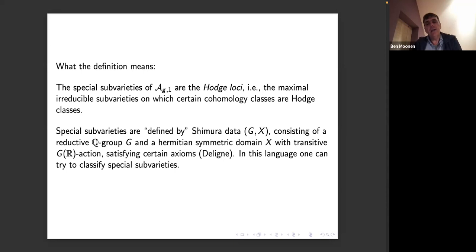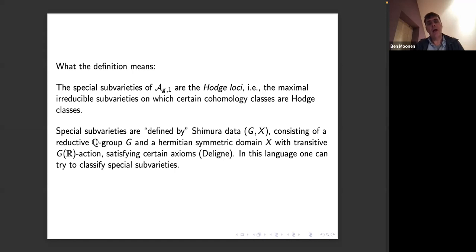Another approach would be to actually dive into the world of Shimura varieties. As many of you will know, there's the notion of a Shimura variety. It really, by Deligne, was formulated in a very much group theoretic language. And it means that these Shimura varieties really come from certain data, starting with a reductive group over the rational numbers, and then an associated Hermitian symmetric domain. And in that language, you can see this notion of a special subvariety.